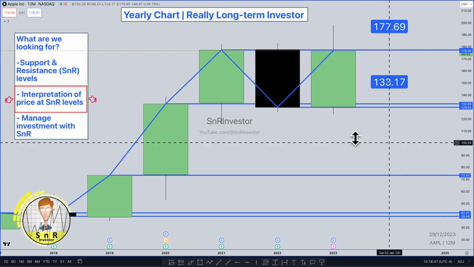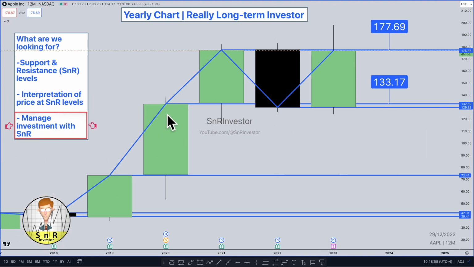So as a really long-term investor, you can think of managing your investment with the SnR levels in this way. If price goes above $177 this year, you can consider to buy into Apple and hold the price for higher price levels. But if price do go below $177 again later this year, if it do go back up and go back down, then you might consider to cut loss when it goes below $177.